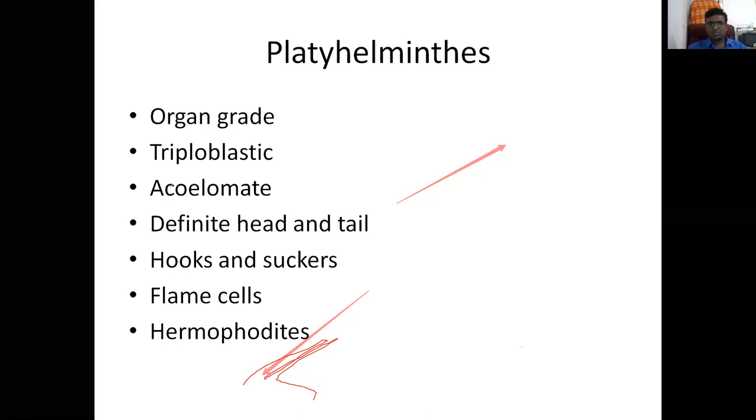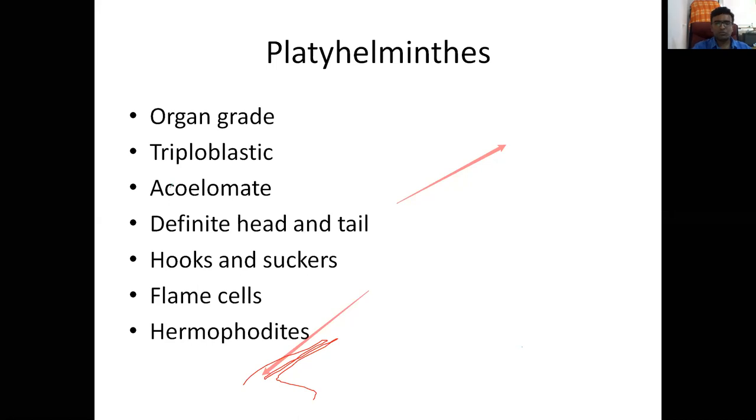And yes, can you answer what is the function of flame cells in helminths? Yes, Farzana is saying she's not hearing. Sit in a place where there is proper network. Definitely you'll hear. Yes, they are answering. The flame cells are helpful in excretion. With respect to osmoregulation is also the right term.